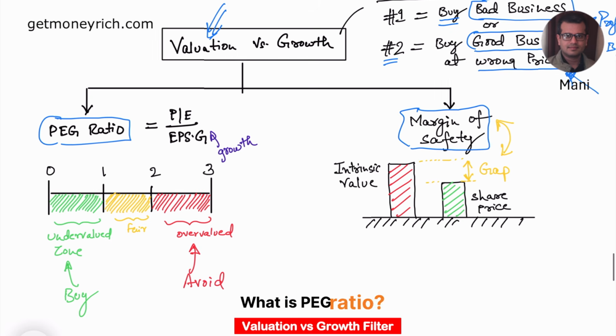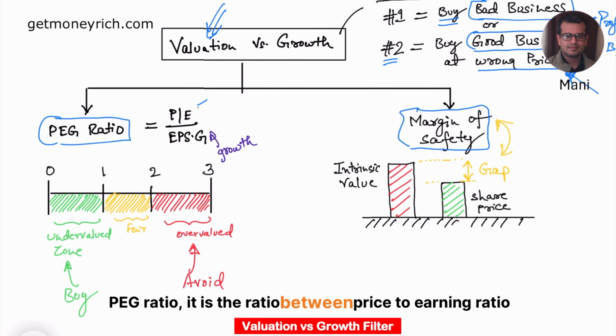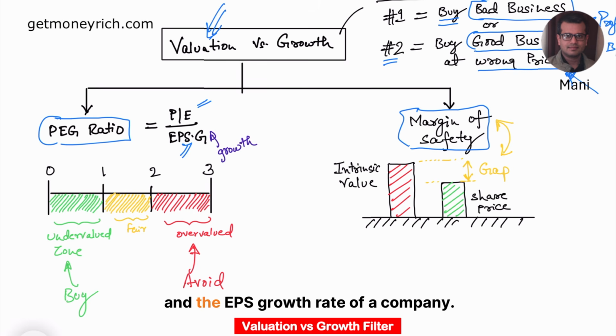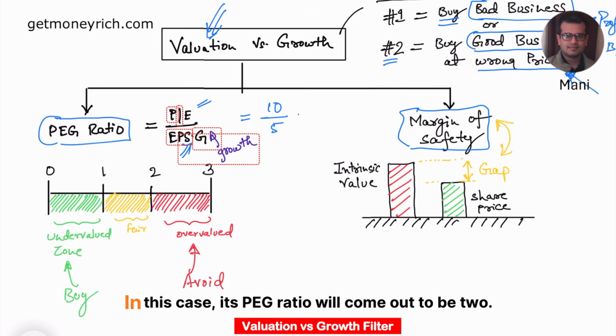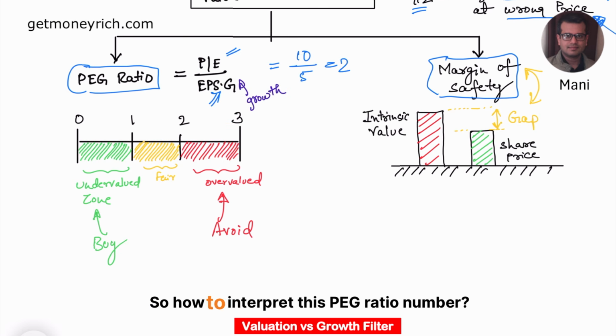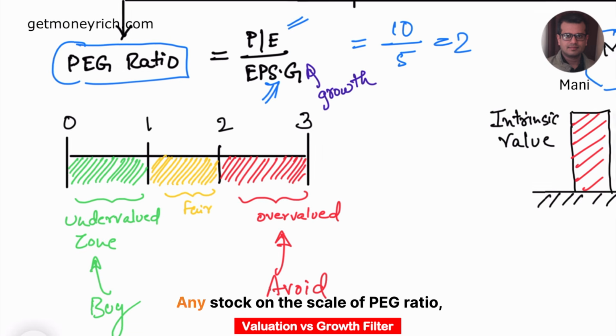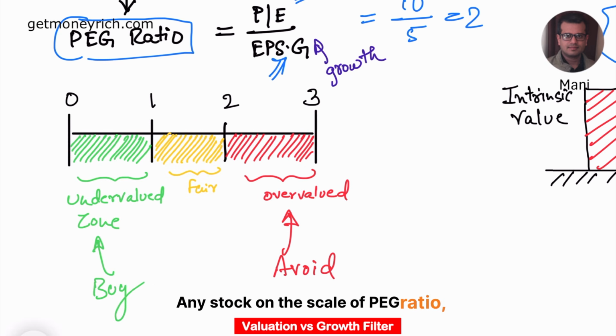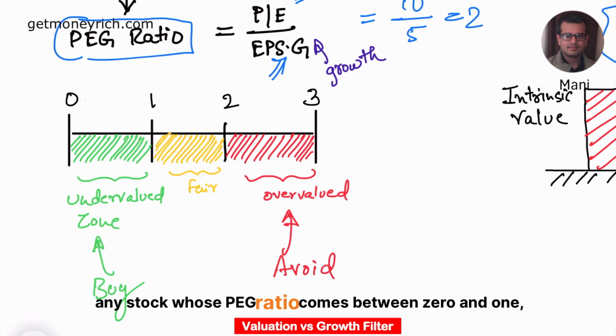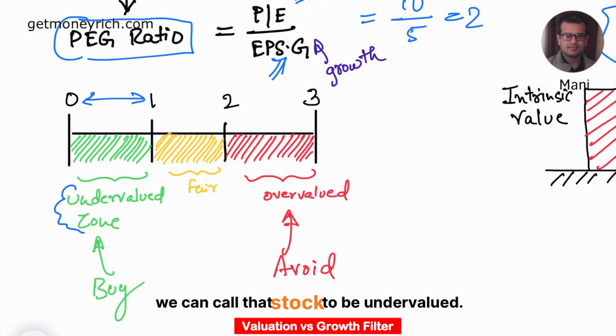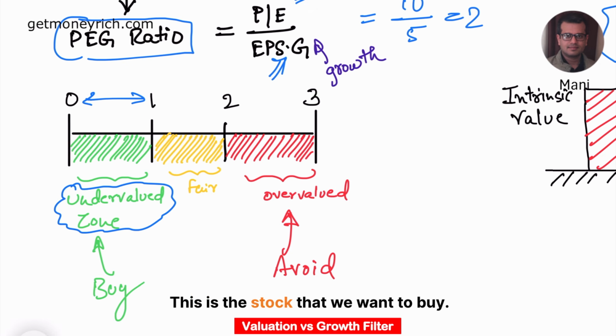What is PEG ratio? PEG ratio is the ratio between the price to earning ratio and the EPS growth rate of a company. Suppose the PE ratio of a company is 10 and its EPS growth rate is 5. In this case, its PEG ratio will come out to be 2. So how to interpret this PEG ratio number? On the scale of PEG ratio, any stock whose PEG ratio comes between 0 and 1, we can call that stock to be undervalued. This is the stock that we want to buy.